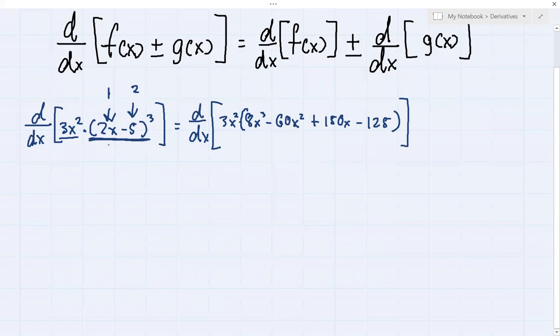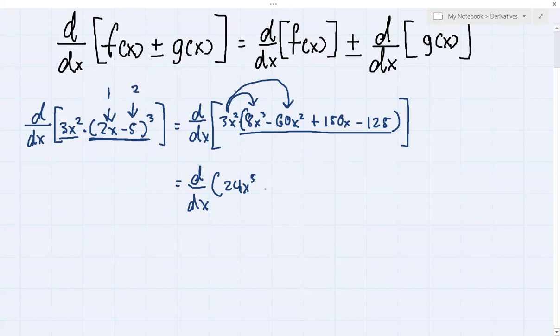So, di ba kanina sabi ko, i-expand muna natin to. Tapos ito, hayaan mo muna natin siya. So, na-expand na siya. Now, what we can do is we will distribute 3x squared to this expression. So, anong mangyayari dyan? So, we will have the derivative of 3x squared times 8x cubed. This is 24x raised to 5. Next, 3x squared times negative 60x squared. Magiging negative 180x raised to 4. Okay, tama ako.